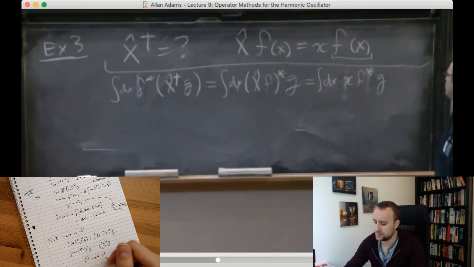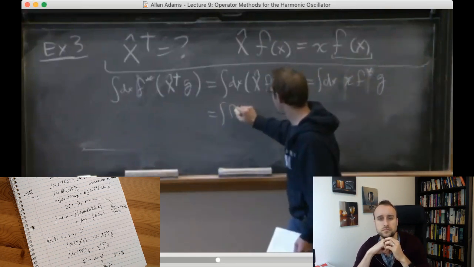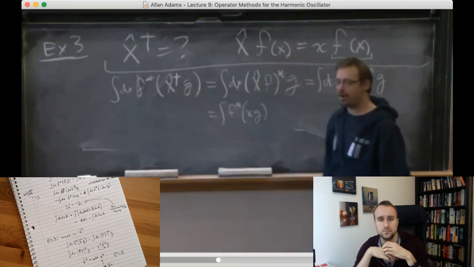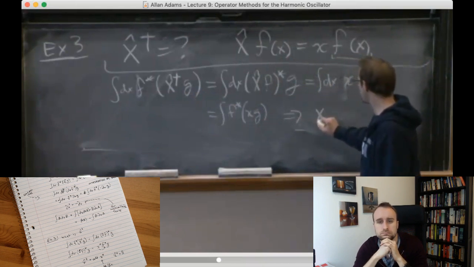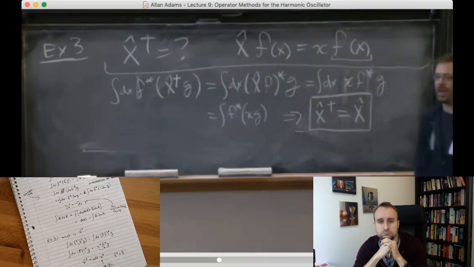Right, because x is real. And now we can rewrite this as equal to the integral of f complex conjugate times x g. And now eyeballing this, x dagger is that operator which acts by multiplying with x, little x. Therefore, the adjoint of the operator x is equal to the same operator. x is equal to its own adjoint.